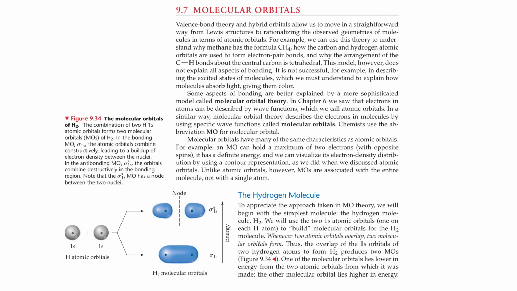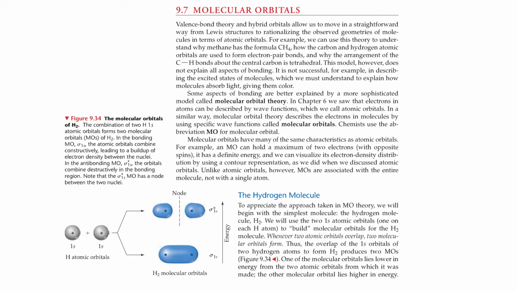Section 9.7, Molecular Orbitals. Valence bond theory and hybrid orbitals allow us to move in a straightforward way from Lewis structures to rationalizing the observed geometries of molecules in terms of atomic orbitals. For example, we can use this theory to understand why methane has the formula CH4, how the carbon and hydrogen atomic orbitals are used to form electron pair bonds, and why the arrangements of the carbon-hydrogen bonds about the central atom, carbon, is tetrahedral.